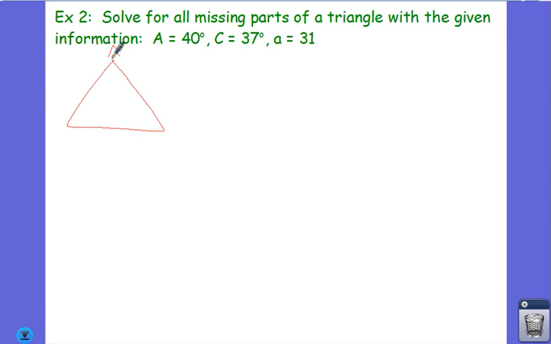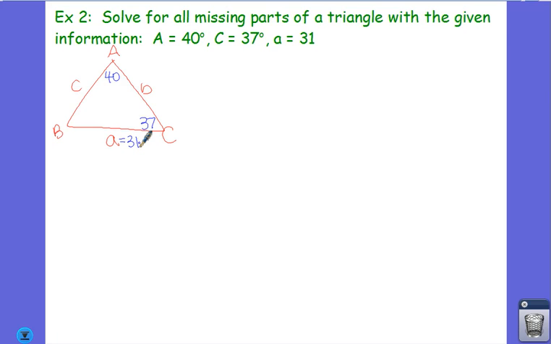So we have A and A, B and B, C and C. So the numbers that I know. In the A angle, I'm going to write 40. C angle is 37. A side is 31.